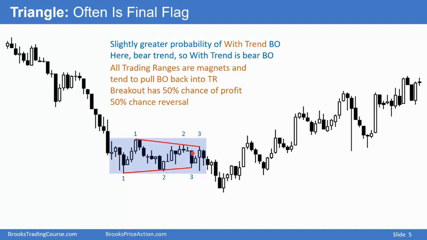A trading range, a tight range, is a magnet. The market is happy in this price. Both bulls and bears think the value is good. The bears think it's a good price to sell. The bulls think it's a good price to buy. And if the market gets outside of the range, the market often quickly gets back to the range. This is an area of agreement.